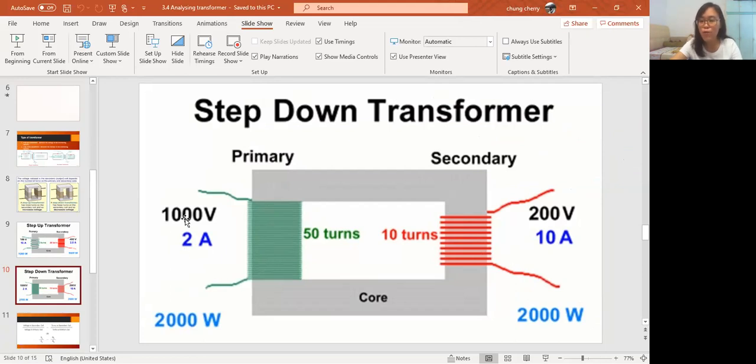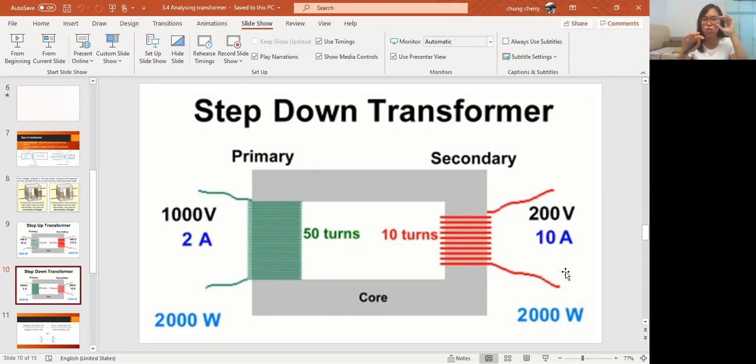So the primary voltage will be more than your secondary voltage. But why is it, on the ammeter, the current will be different? Remember, a transformer is just to increase the voltage, but the current will be different. Why? Because the power is the same.